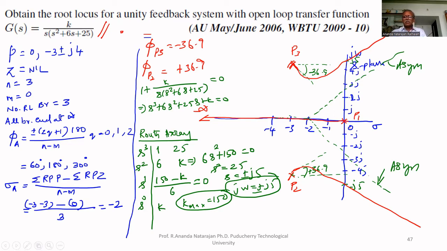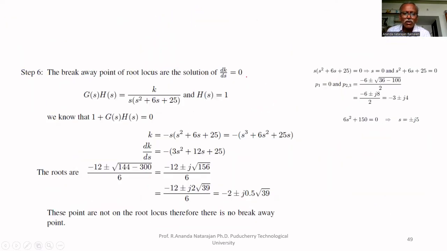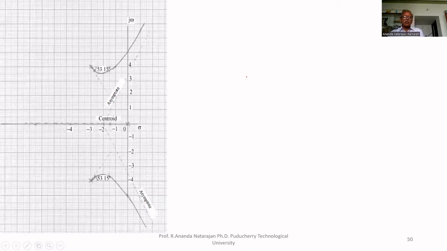Now, suppose we want to find the value of K so that zeta equal to 0.7. How to find? What is the root locus? The root locus, if you draw on a graph sheet, it will be looking like this. There are no breakaway points.